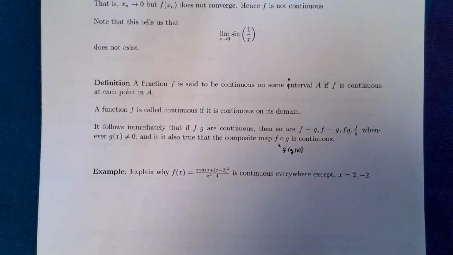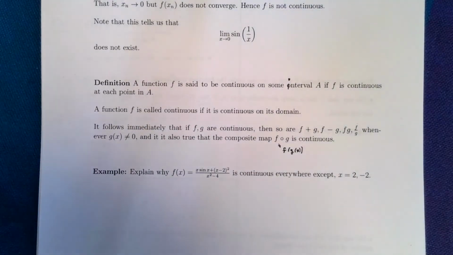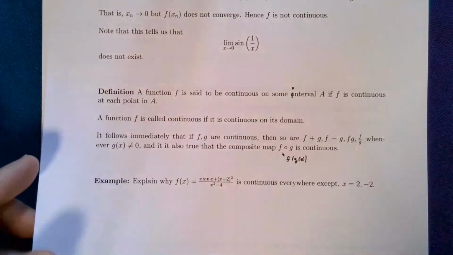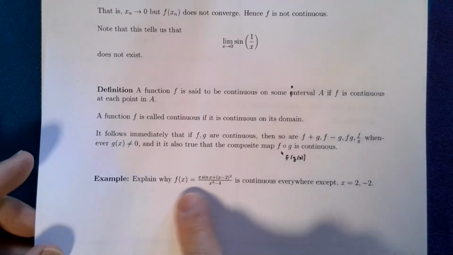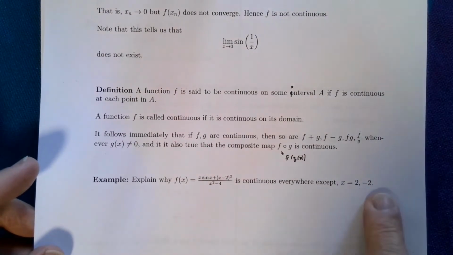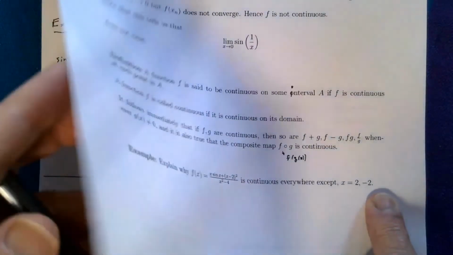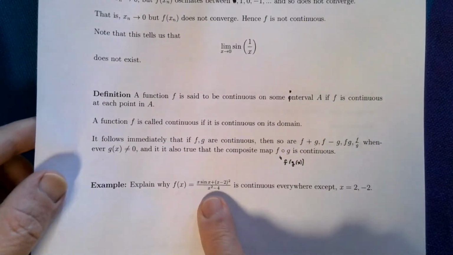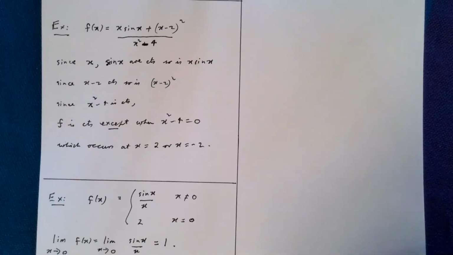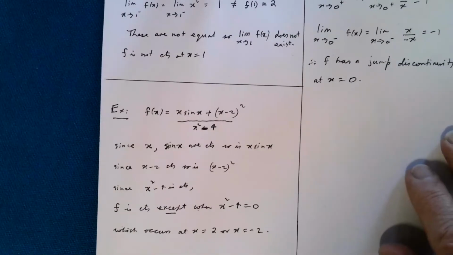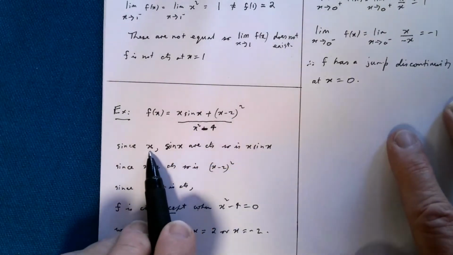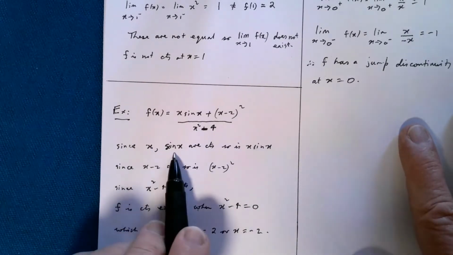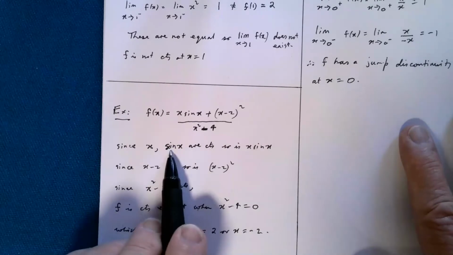Here is a very simple example of what we do here. So we're going to just explain why this complicated looking function is continuous everywhere except at these 2 points. Now the function looks complicated, but in fact the solution is not complicated. The solution is very simple. I'm just going to say that we know that x is continuous. We've proven sine x is continuous. So that means the product of these two is continuous.